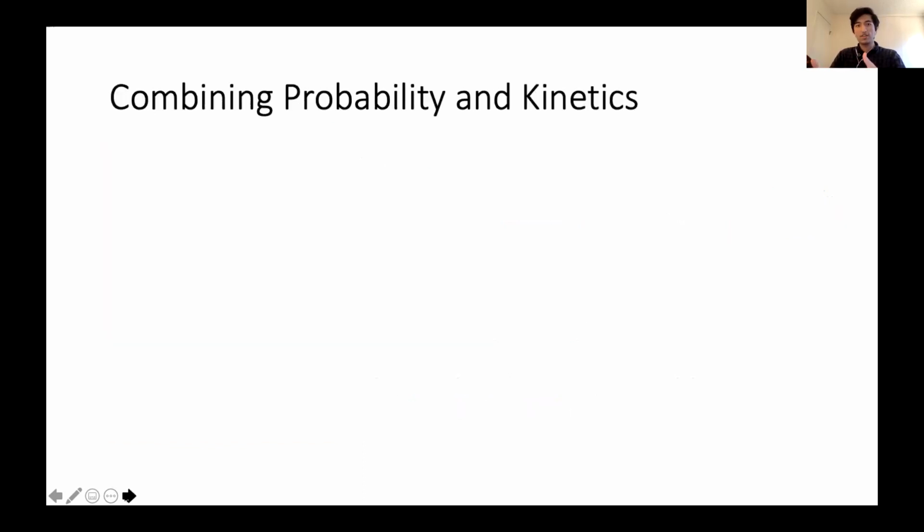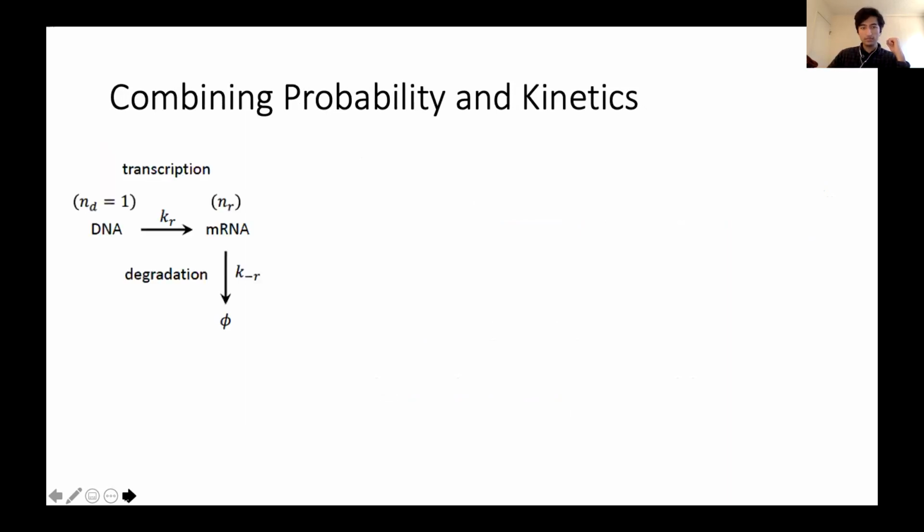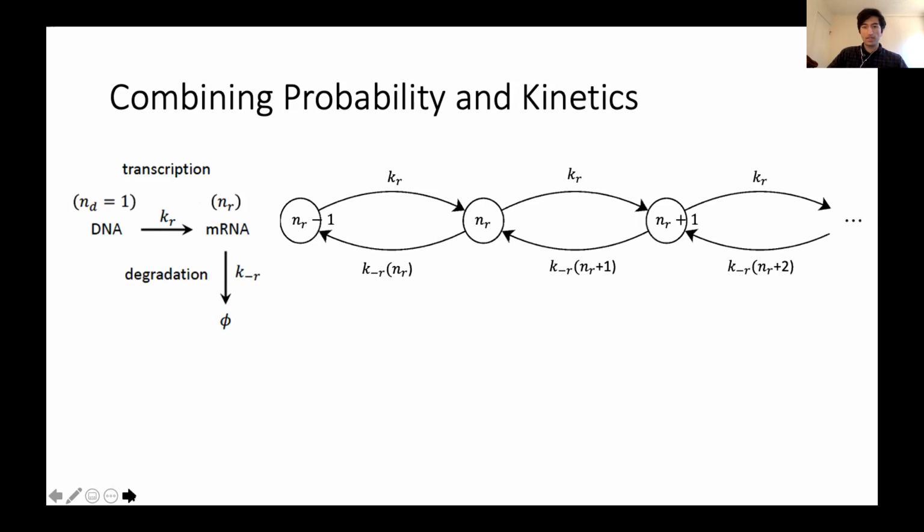Basically the idea here is that we're combining probability with kinetics. Again, this is the same kinetic scheme that I showed you in the second slide, in which you just have mRNA being transcribed and also degraded, and we're ignoring protein translation for the moment. With this in mind, we can model this as a chain of probabilities, in which there's a certain probability of transitioning from one state to another. And one representation of this would look something like this.